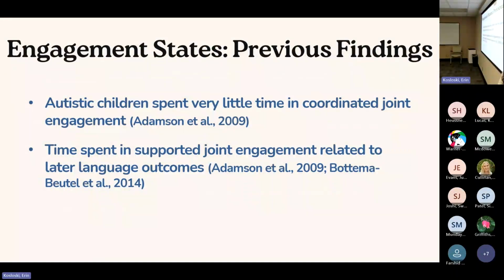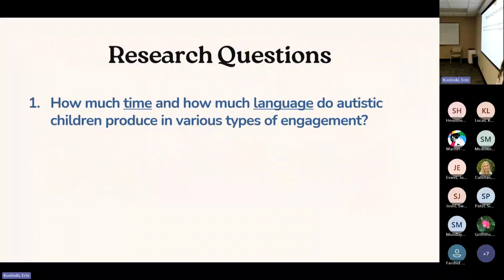That brings us to our research questions. Our first question was how much time and how much language autistic children produce in various types of engagement. We hypothesized that autistic children would spend most of their time in these less social engagement states because they often prefer playing with objects to interacting with people. We also predicted they would talk more in the less social states because, again, they're good at labeling objects, they have that fast mapping skill, and they may be less overwhelmed by the social stimuli.